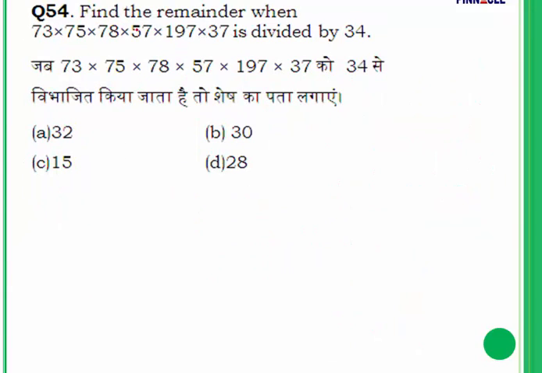Question number 54. Now here the question is: find the remainder when 73 raised to 75, 78, 57, 197 and 37 is divided by 34. So here you can divide. If you divide by 34, then we get remainders. 75 divided by 34: 34 into 2 is 68, 75 minus 68 is 7. 78 minus 68 is 10. 57 minus 34 is 23, and again 197.